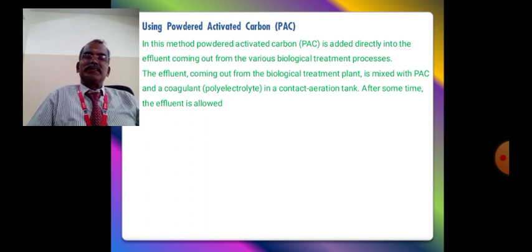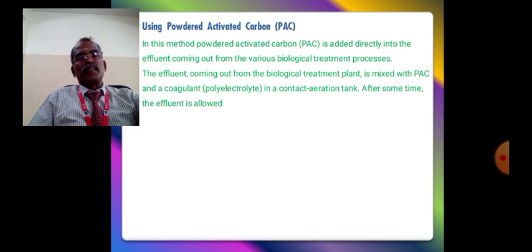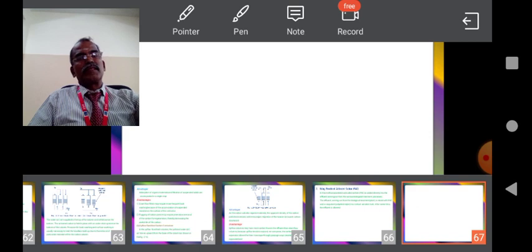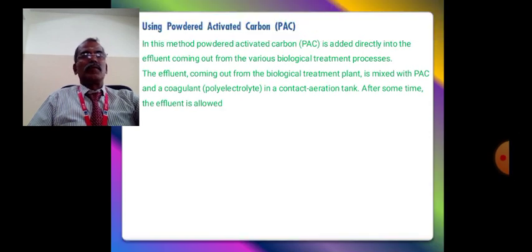the clarification tank, and two tanks are available here. See the diagram. A contact aeration tank and a clarification tank. So in the first method, we are adding PAC directly to the effluent water to be treated.